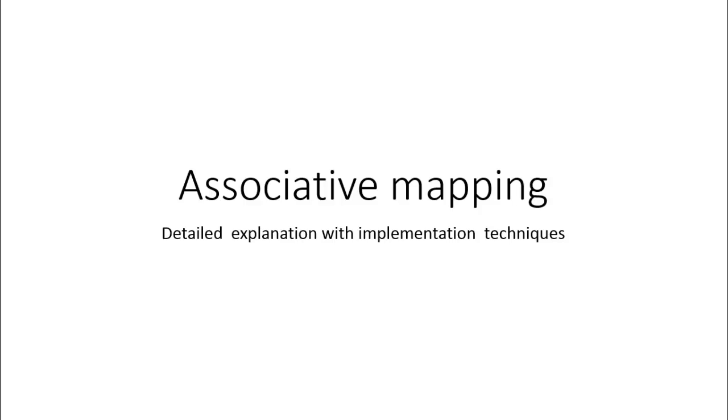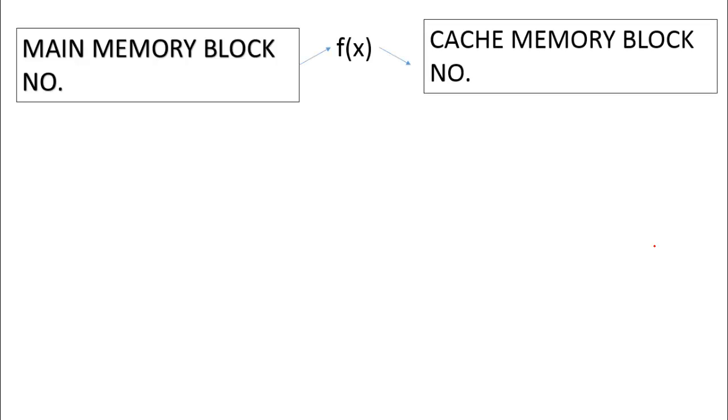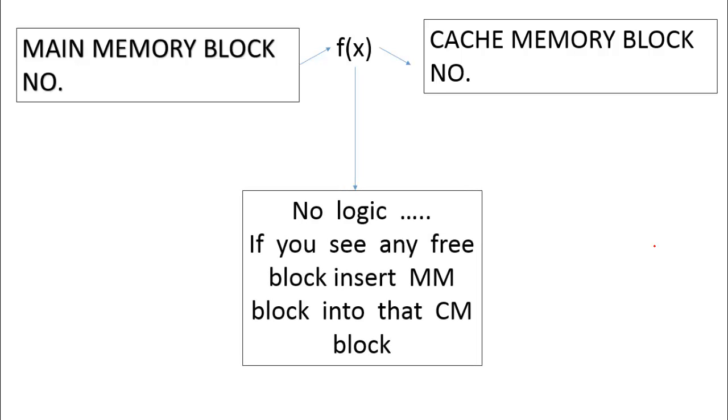Alright, let's get started. Same as direct mapping, here also we want to convert one main memory block number into one cache memory block number. Now in case of direct mapping, we used the modulo function for that. Let's see what we will use here. So here we will not use any mathematical function, in fact no function at all.